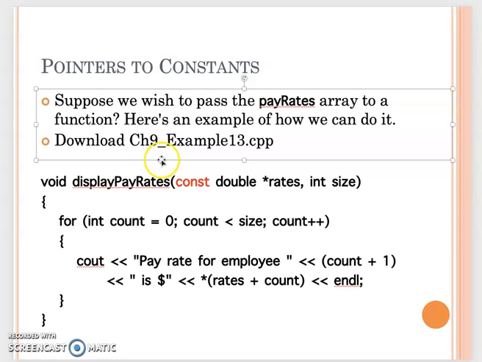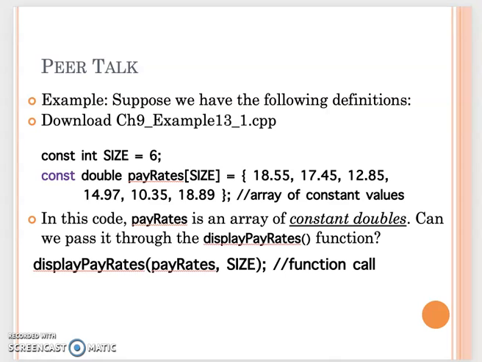Okay, so then sometimes because we are not really sure, right? So then when we have the display pay rate, we know this pay rate, I don't want it to be changed. So that's why we can have the function take the array by the constant keyword. So I want you to download example 13 to see how we will do that. But also we have the other way, which is what?